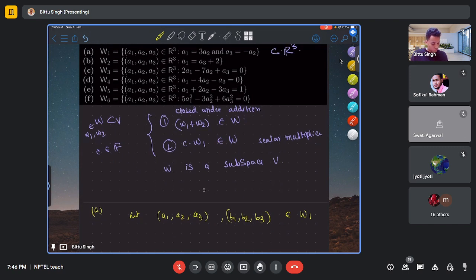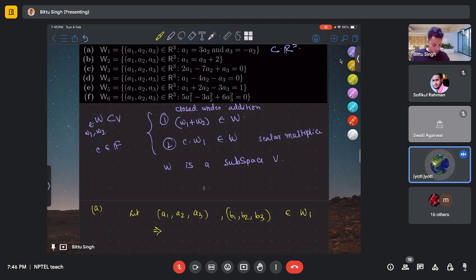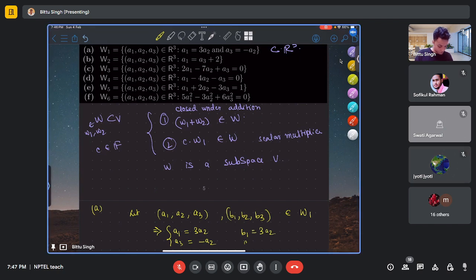So add those two elements. What is the meaning to be in W1? What does this mean? For W1, along with these three tuple properties must be satisfied. Like if we take A1, A2, A3, the first element A1 must be equal to 3A2. So we can write in place of A1, 3A2, and like that in place of A3 we can write minus A2. Yes, you are right. So we can write those two things.